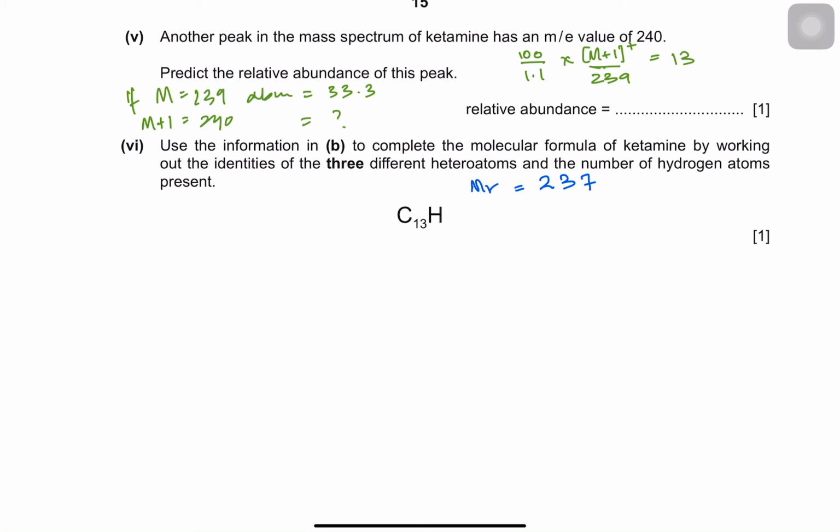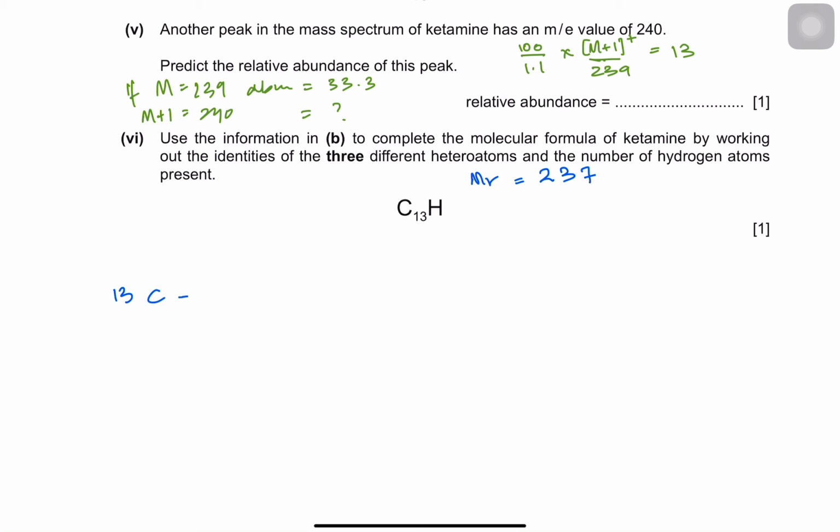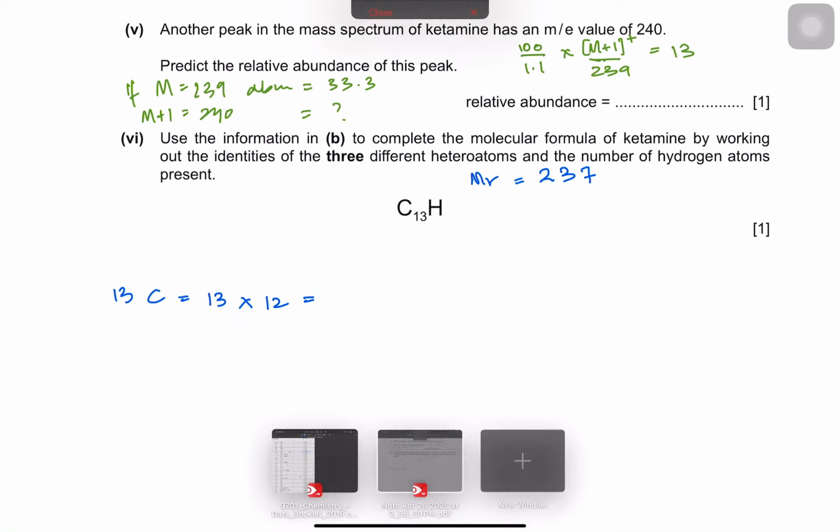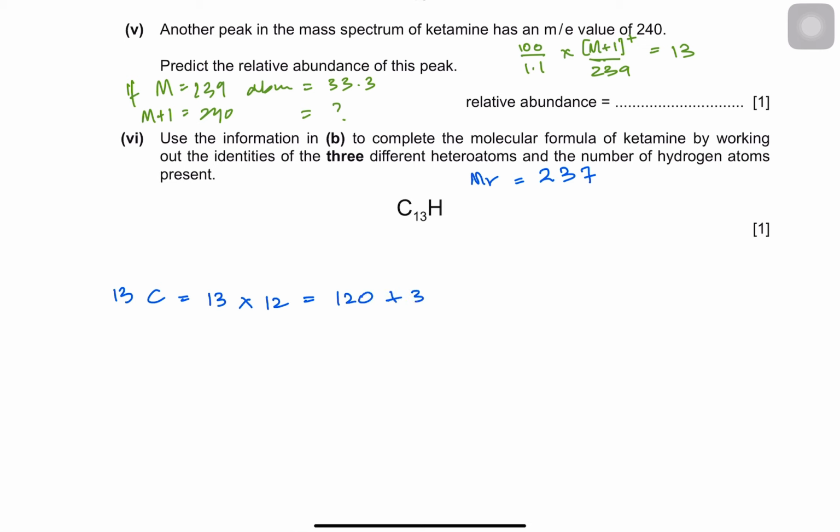So we can find out how much it was if it was carbon 13. So 13 carbons is equal to 13 times 12, which is going to be 120 plus 36. So that is 156. 156 is already here. If there is one chlorine atom, then it would be 35.5, but not 35.5, just 35, since it's a mass spectrum question. So that becomes 191. 191 is already here.